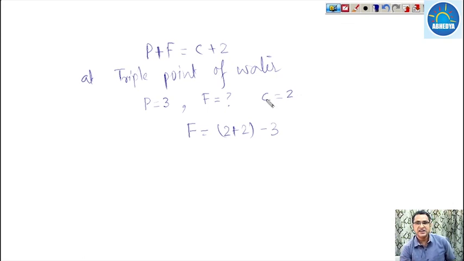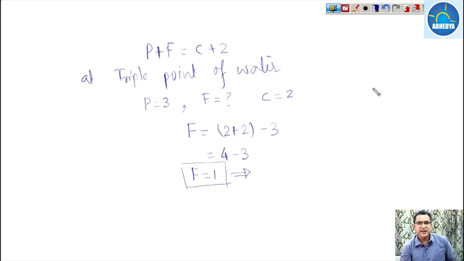Constituents are basically in liquid, in solid and in gas. So 2 constituents are there. So 2 plus 2 minus 3, so this is 4 minus 3. So F becomes 1. So at the triple point of water, only 1 is your degree of freedom. It means that with the help of only one independent variable, we can define the state of a thermodynamic system.